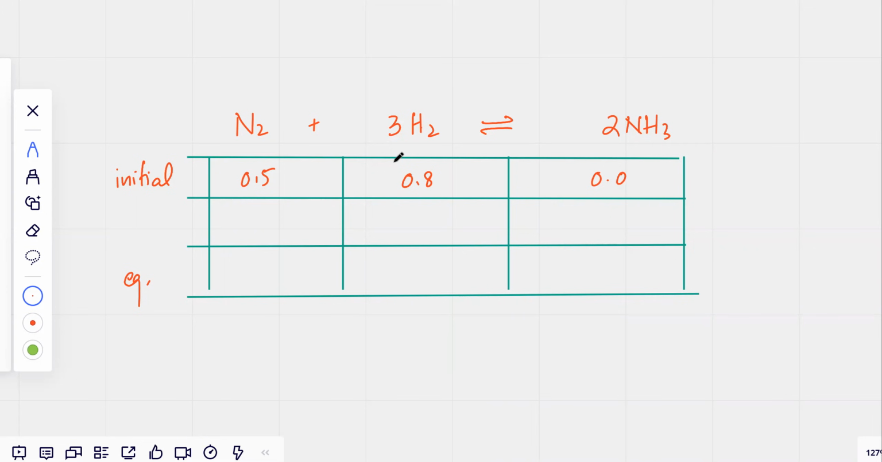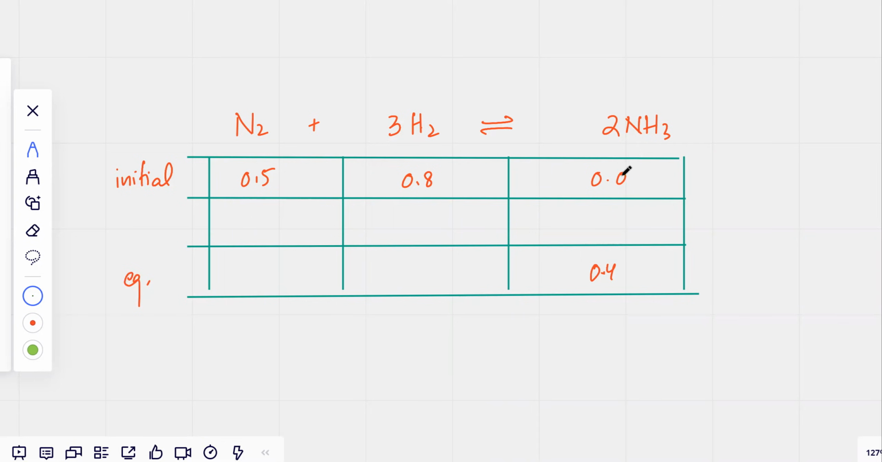And then when I opened the container, I found out that I had, just trying to make the ratio simpler, 0.4 moles of NH3. Okay, that's the situation, and that's the question. You have to find the equilibrium moles of all the other substances. So what do you do now?